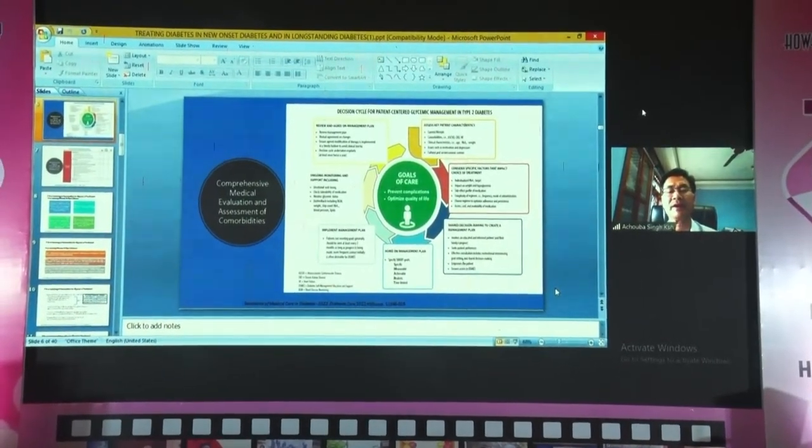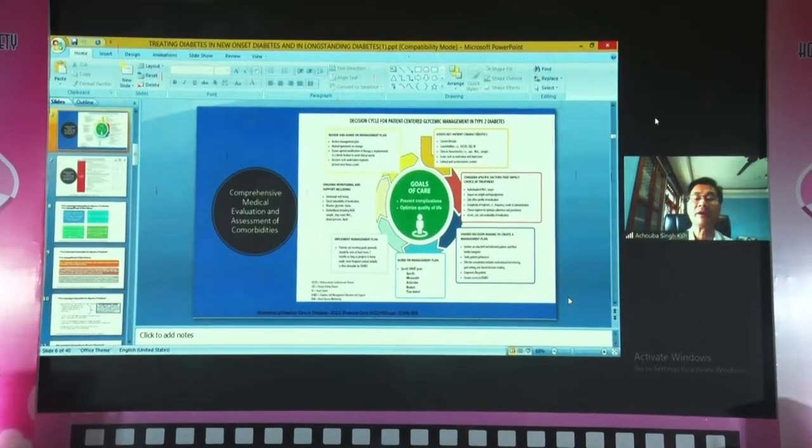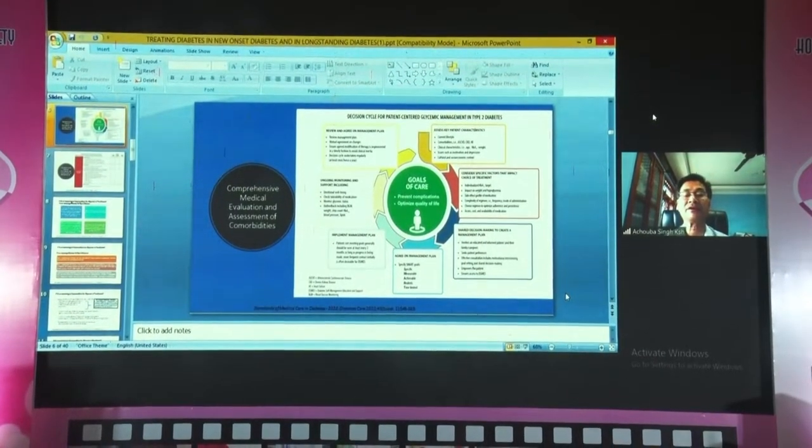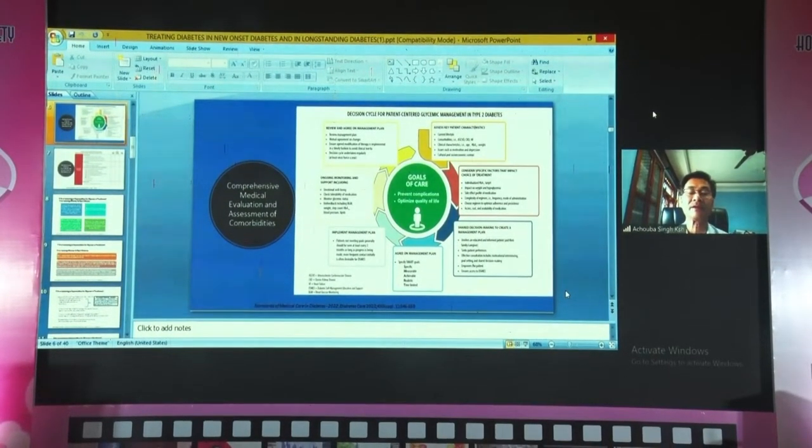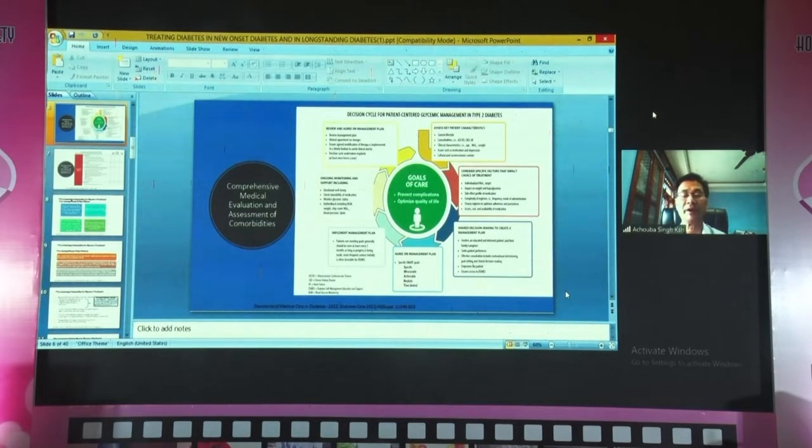It should be time bound and it should implement the management plan. The ongoing monitoring and support system should include emotional well-being, check tolerability of medication, and monitor glycemic status. And we have to review and agree on the plan implementation with the individual and with the caregiver.